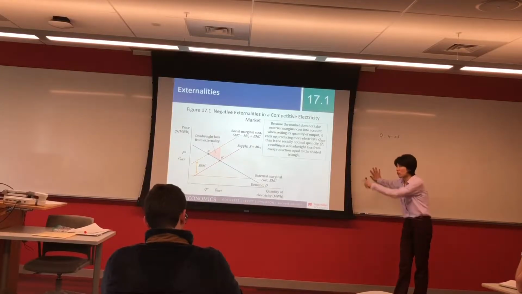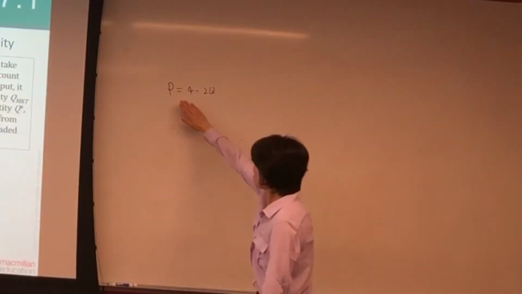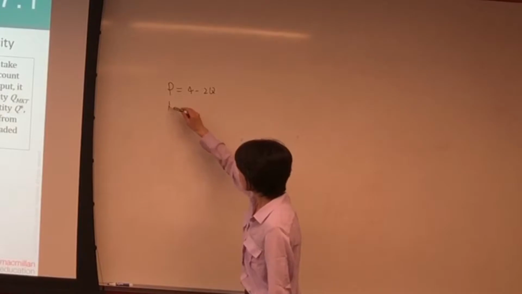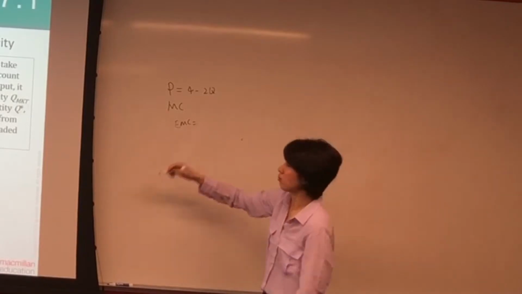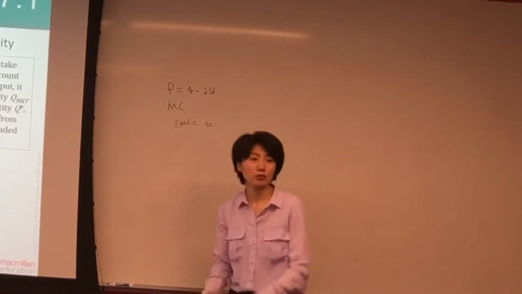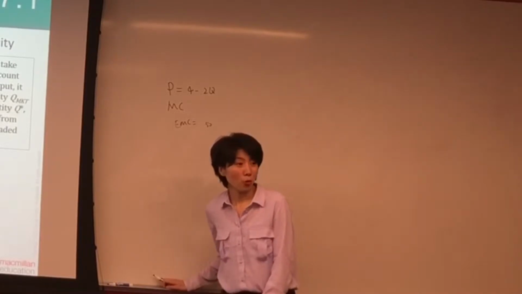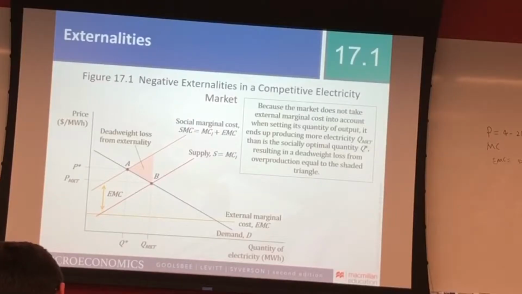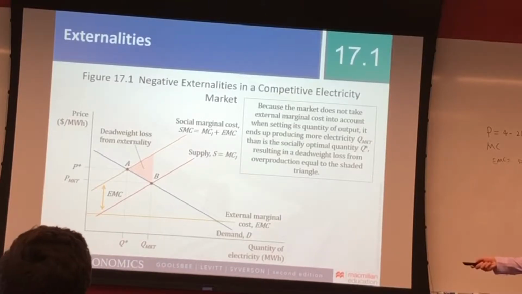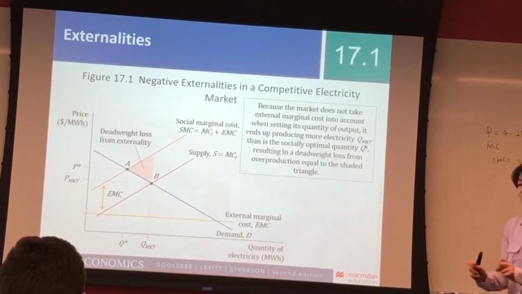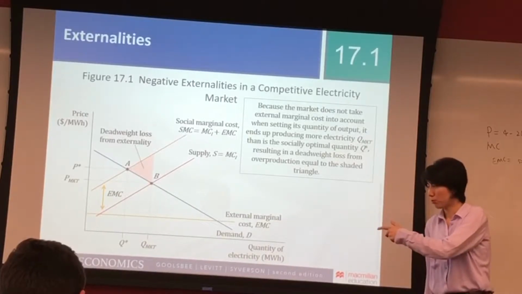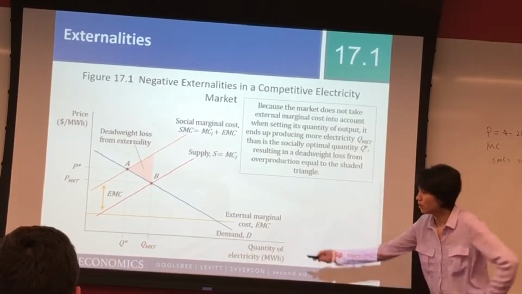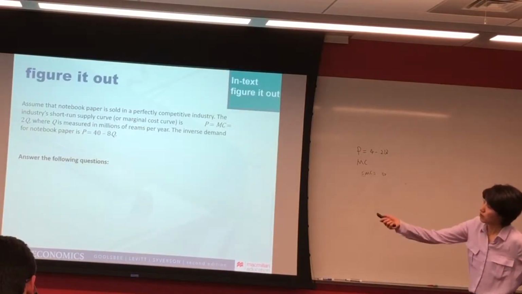On the final exam, I'm not giving you this graph. I'll just give you the inverse demand, the marginal cost curve, and the external marginal cost, for example 50 cents, and you solve for the socially optimal quantity and price. Here, the socially optimal quantity is lower than the market equilibrium quantity. That's why we say when there are negative externalities, the free market tends to produce too much of a bad thing.